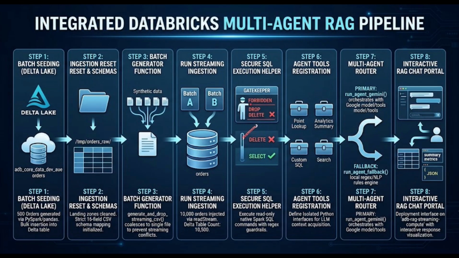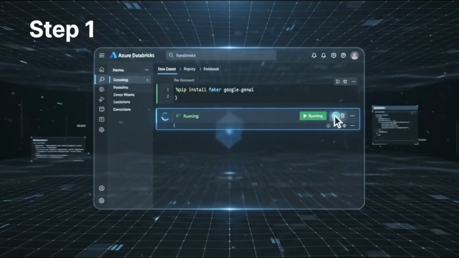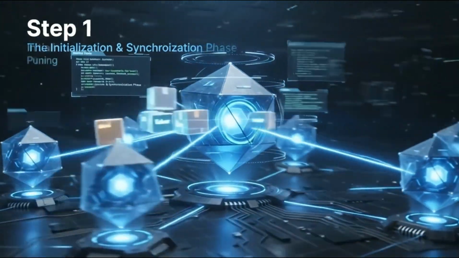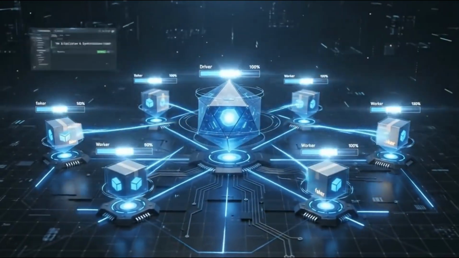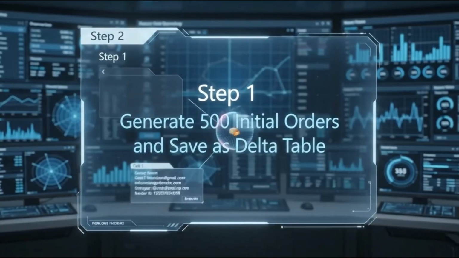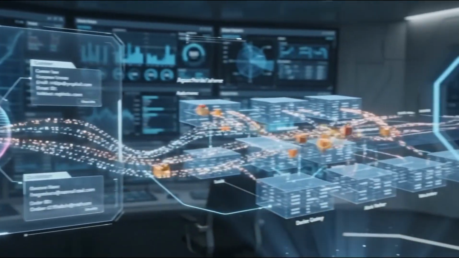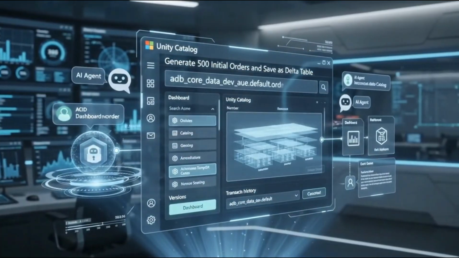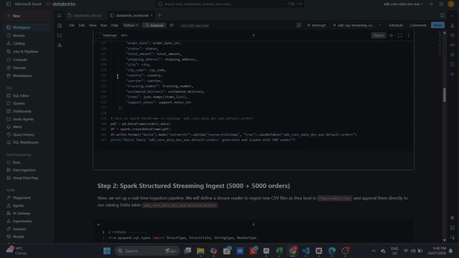Alright, let's start with step 1 of our pipeline, database seeding and data generation. The goal of this step is to generate 500 highly realistic mock transactions and write them to a Delta table in our Databricks Unity Catalog. Let's break down the code into 3 parts: the libraries, the generator loop and the Delta Lake write.